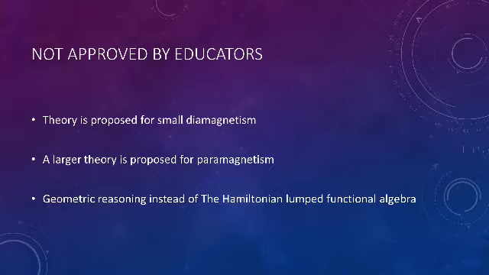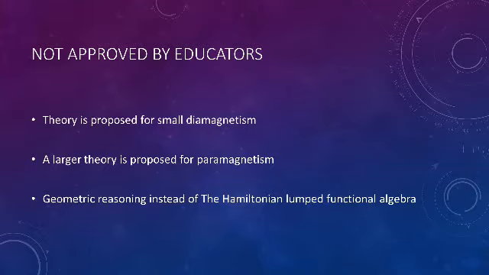Now, what I'm proposing here is a geometric reasoning, not algebra. This theory I'm proposing is a small geometry for diamagnetism. And I can also propose a larger geometry theory for paramagnetism. I'm using this instead of the Hamiltonian lumped functional algebra.